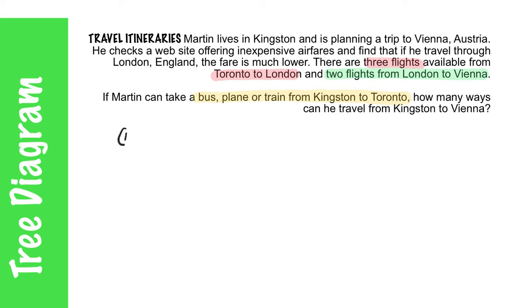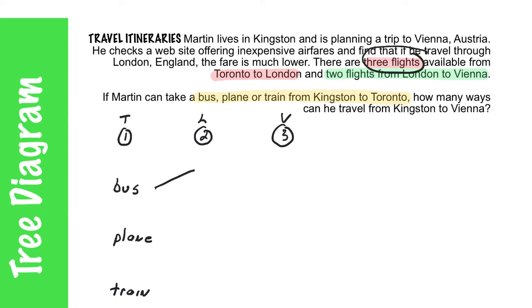The first leg, you arrive in Toronto. The second, you arrive in London. And the third, you arrive in Vienna. To get to Toronto, there are 3 different ways you can arrive: by bus, plane, or train. Once you're into Toronto, there are 3 flights from Toronto to London. So there's 3 different ways, no matter how you come, that you can get all the way to London. So I'm going to number these 1, 2, and 3. And you can see that this is the beginning of our tree diagram now.